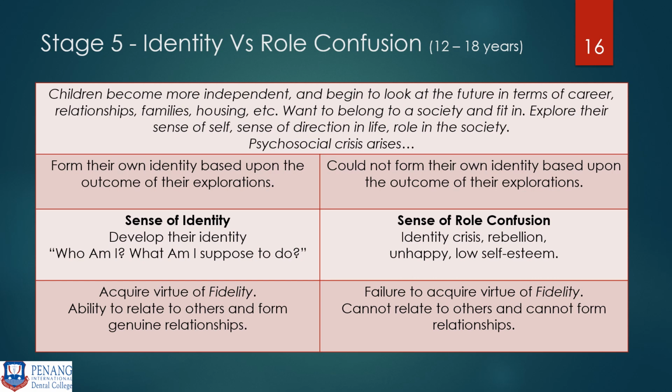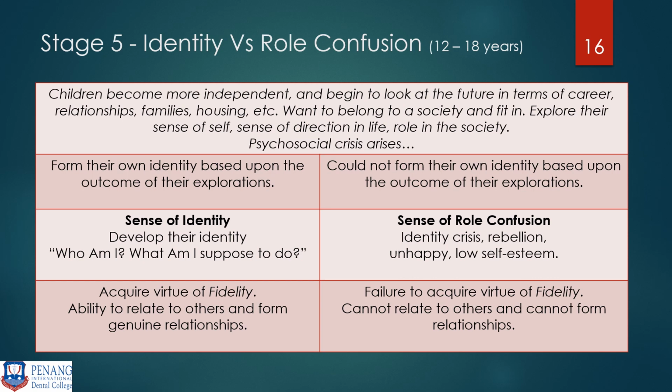And in order to do all this, they start exploring their sense of self and their sense of direction in life and their role in society, and then they will do a lot of experiments, and therefore you call these adolescents. They're doing some crazy things because they're adolescents, so they are trying to develop the sense of self, sense of direction in life. So they will do a lot of experiments during 12 to 18 years of age, and the crisis here is that during these experimentations, if the child is able to form his or her own identity, based on the outcome of their experiments, they develop the sense of identity. They know who am I and what am I supposed to do.